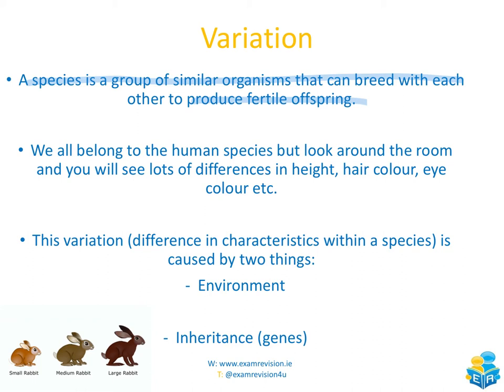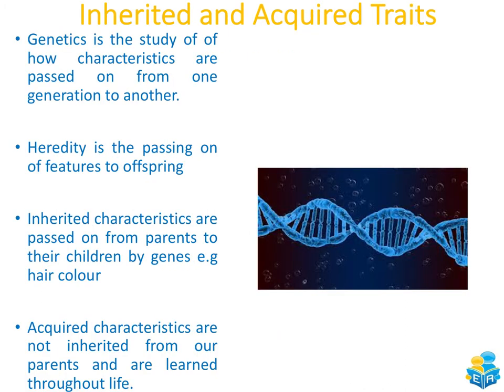So we all belong to the same human species. But if you look around the room, maybe it's your classroom or maybe at home, you will see lots of differences in height, your hair color, your eye color, and so on. This variation that you can see is caused by two things. It can be caused by the environment, and it can also be caused by inheritance, which is controlled by genes. And it's that inheritance and genes that we're really going to be focusing in on today.